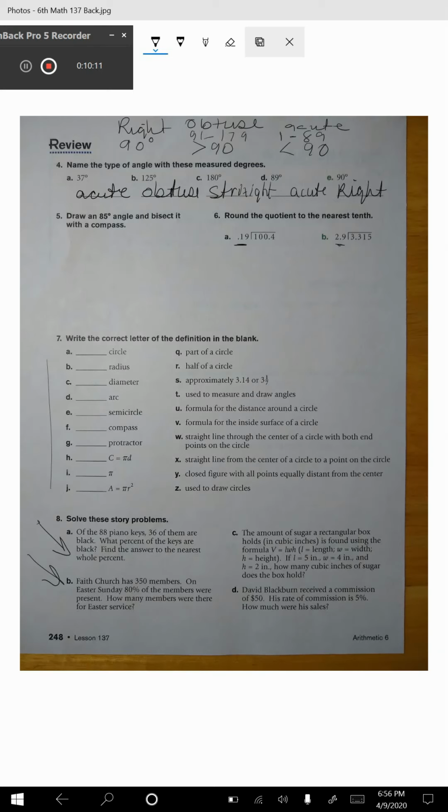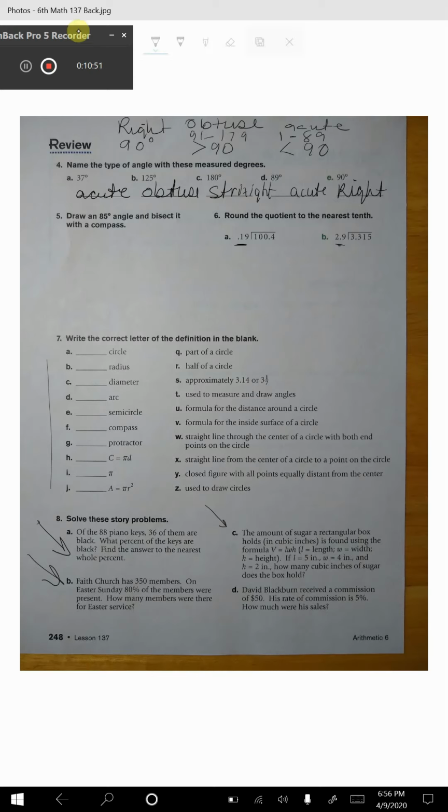The amount of sugar a rectangular box holds in cubic inches is a formula. Okay, so this is something kind of new they're throwing at you. We're doing a three-dimensional object, which you've never done before. So let me look at this with you. The amount of sugar a rectangular box holds is measured in cubic inches, in little cubes, because it's three-dimensional, okay? It's not squared, it's cubed. It actually holds little cube-sized things. That's how we measure a three-dimensional object, this box.